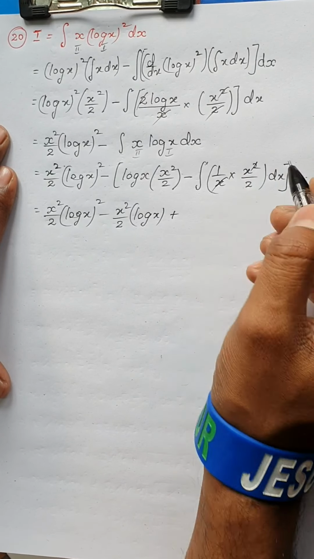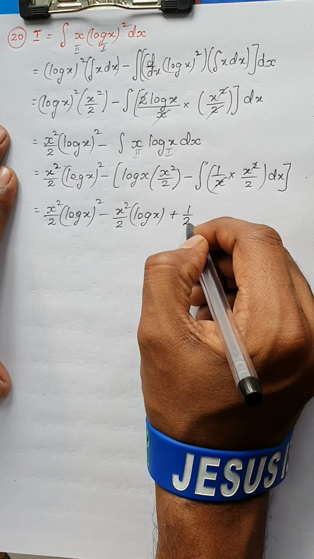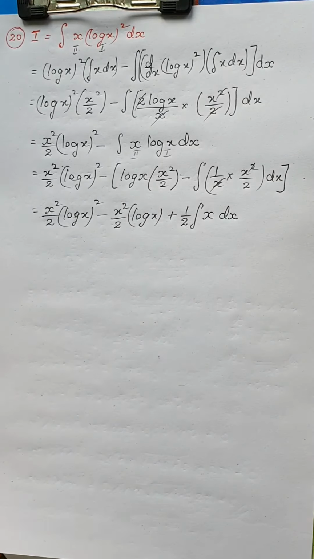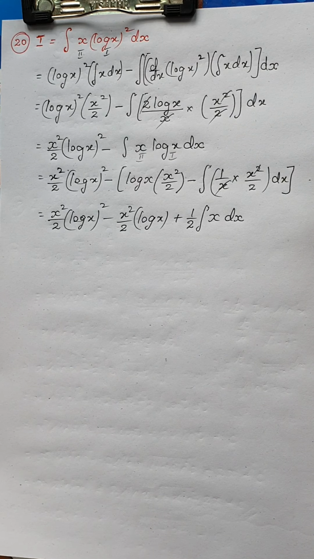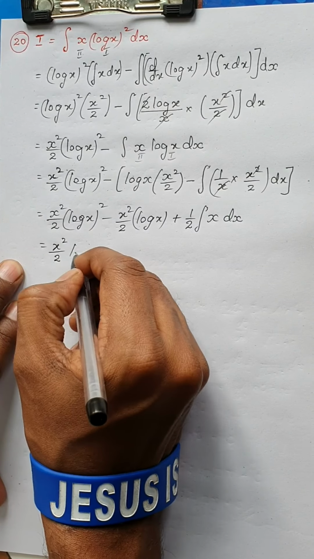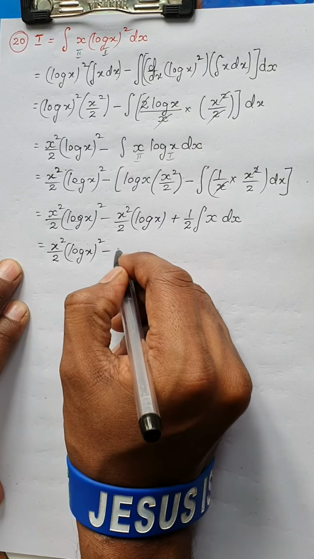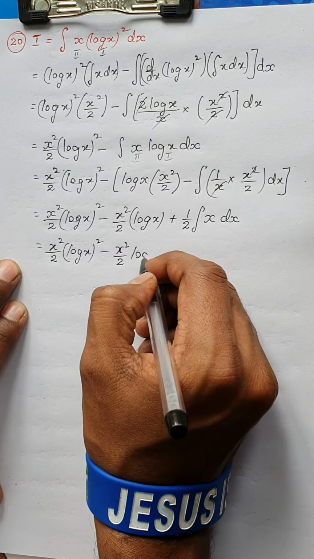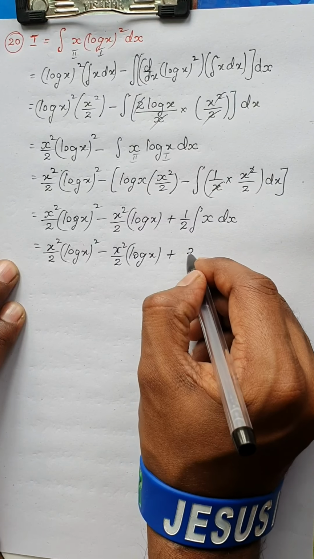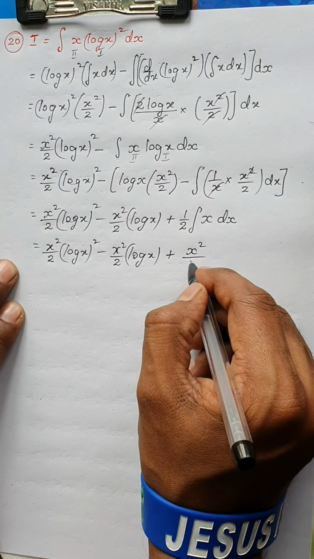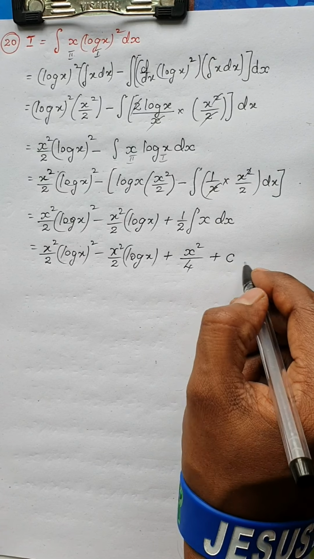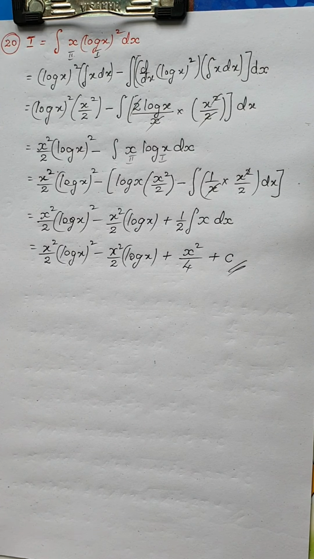1 x gets cancelled. I have a constant outside in the denominator, I will take 1 by 2 outside. I am just left over with x dx, isn't it? So the final answer would be x square by 2 into (log x) whole square minus x square by 2 into log x, plus, remember integral of x would be x square by 2. Remember, I already have 1 by 2 outside. I am going to write it as x square by 4 plus c, which is the constant of integration, and that would be the final answer for the above given integral.